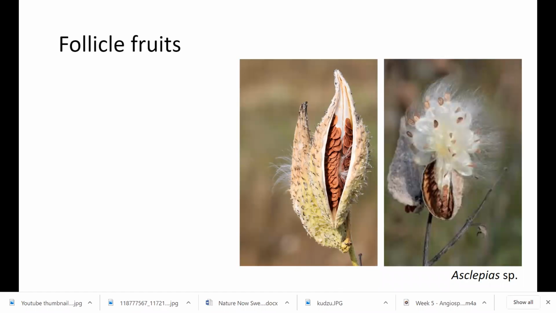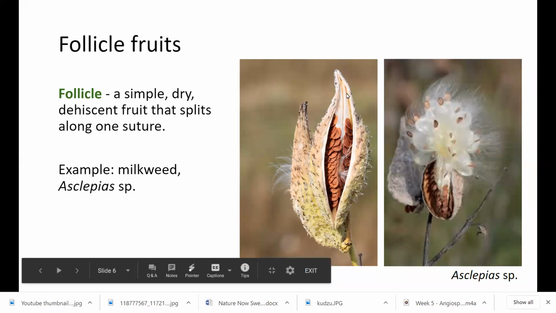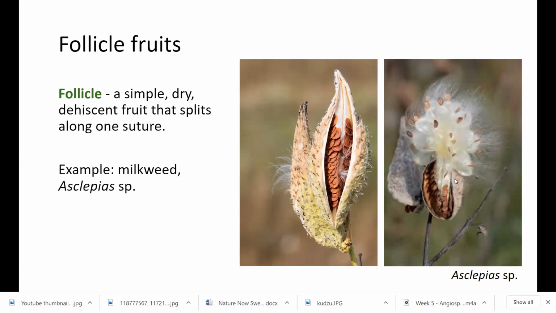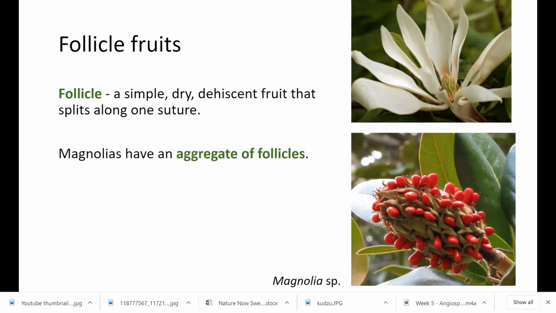So this is an example of a follicle fruit, and although it's not a tree, I think it's one that's familiar to you, right? So we already talked about what a follicle is, and this is an example of milkweed, Asclepias. So you can see on the photo on the left that single carpel has split open, and you can see the single seeds, the individual seeds that are inside that come out of that suture. So that's an example of milkweed, which is one you might be familiar with. And then another example of follicle is a magnolia.